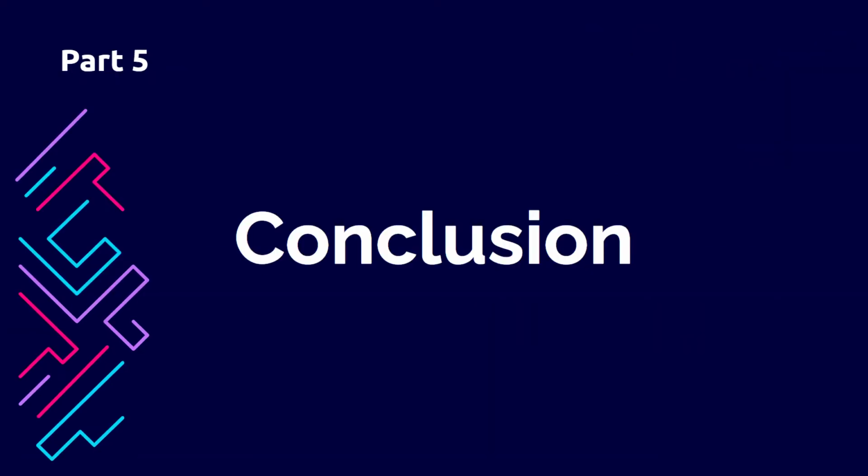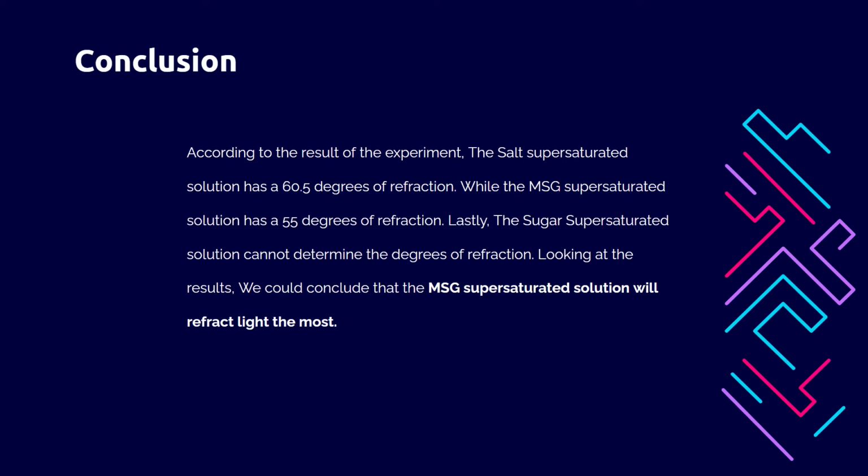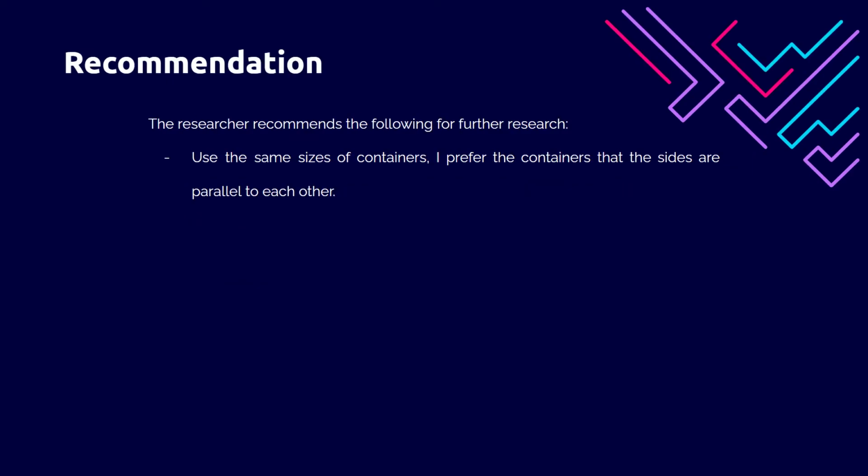Part 5. Conclusion. According to the results of the experiment, the salt supersaturated solution has 60.5 degrees of refraction, while MSG has 55 degrees of refraction, and lastly, the degrees of refraction of the sugar solution cannot be determined. Looking at the results, we could conclude that the MSG supersaturated solution will refract light the most.